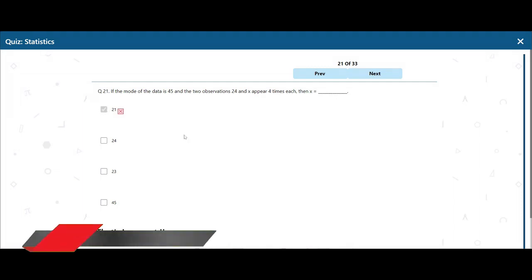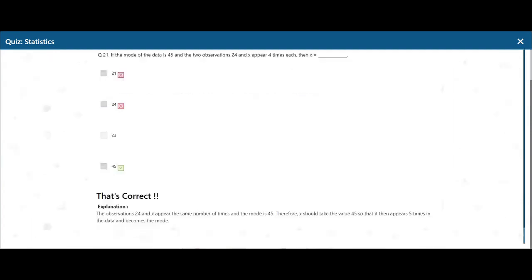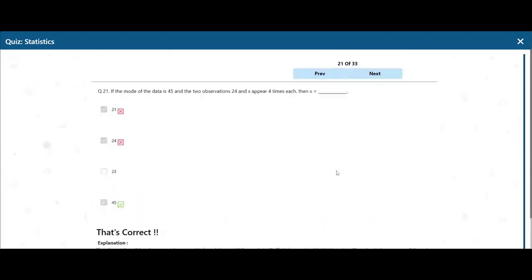No, oops, that is incorrect. Ma'am, mode of 24, the 45, ma'am. 45, ma'am. That's correct. What is the explanation given? See, the two observations 24 and x appear the same number of times. The mode is 45. So x should be 45 because then it will appear 5 times.